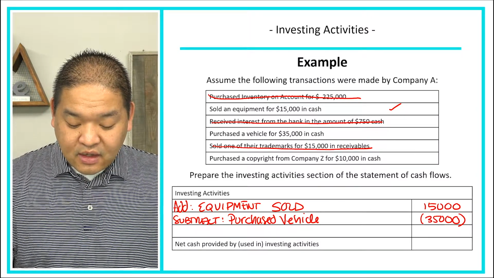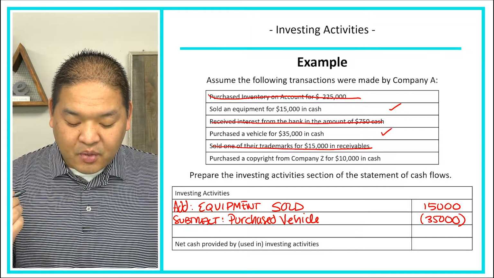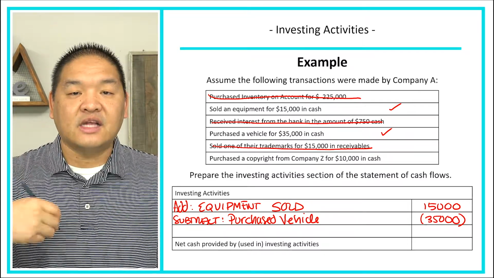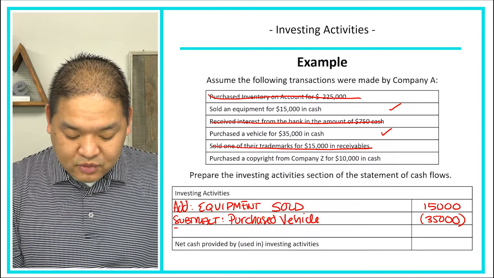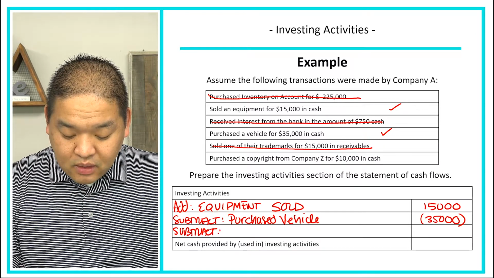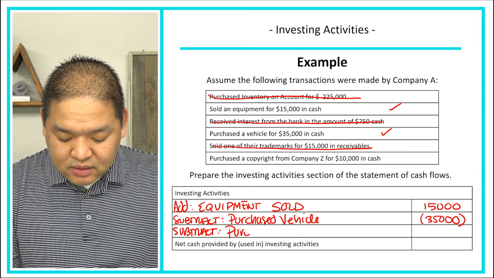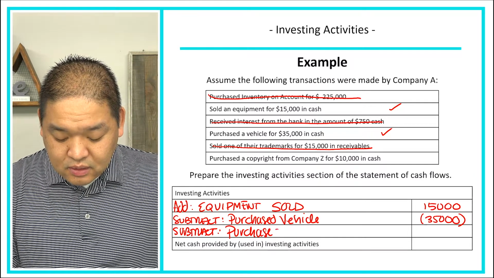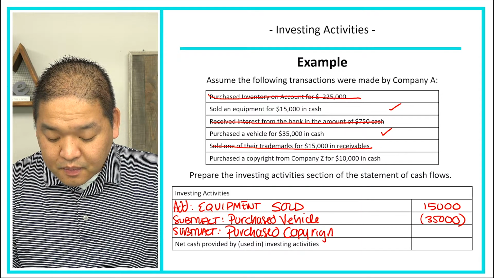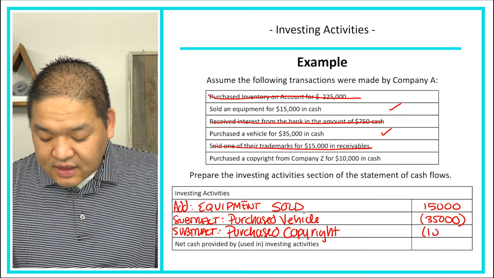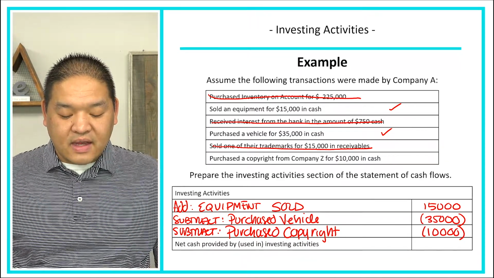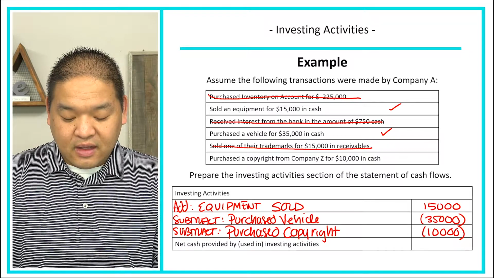All right, next thing here we've got is purchased a copyright from Company Z for $10,000 in cash. So if we purchased it in cash, that means cash goes out. So we're going to subtract purchase copyright, and in this case, $10,000. So once we have that, then we have net cash provided by or used in investing activities.